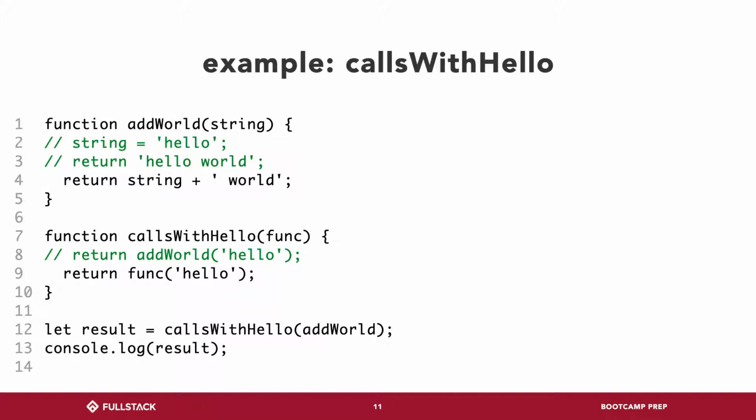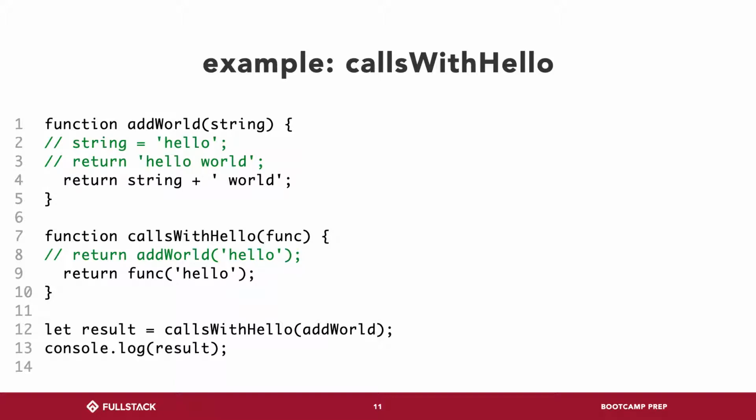So now we make a function called callsWithHello, func, and it's going to return the func. Like I just said before, this could be a parameter, this could be callback, this could be another function, whatever. Now it's func. And you're going to return func(hello). So before we were just invoking things, but now we're going to return an invoked function. So when you pass addWorld into callsWithHello, it's going to return addWorld.